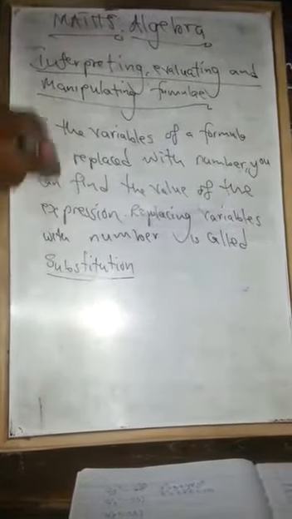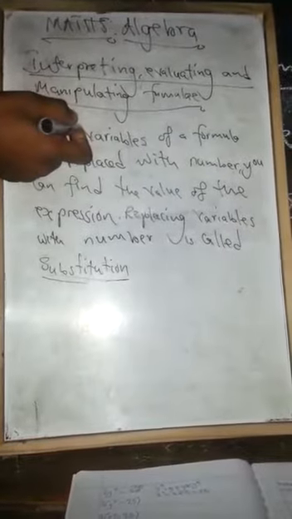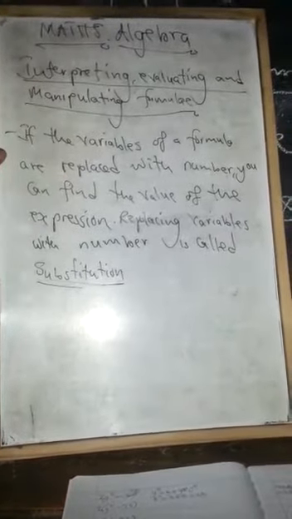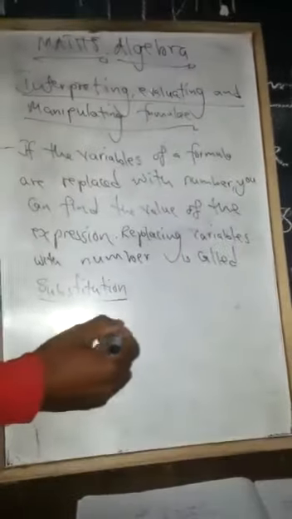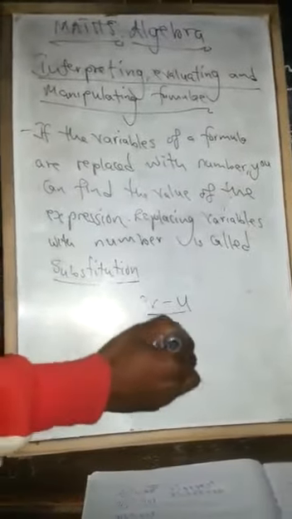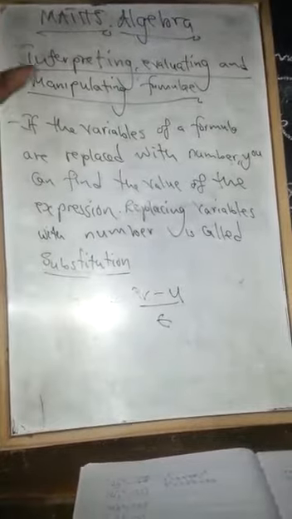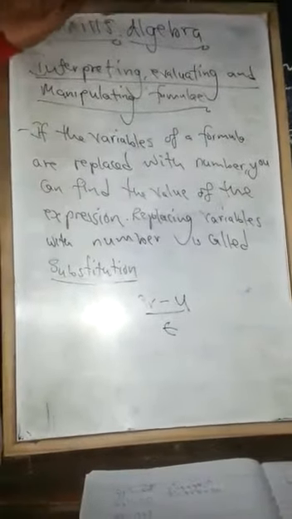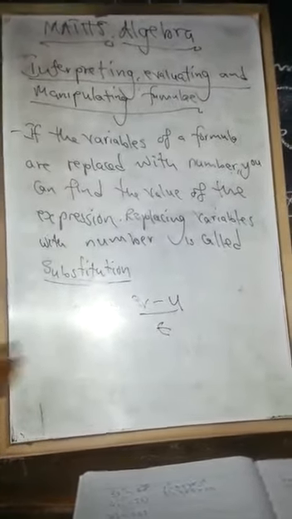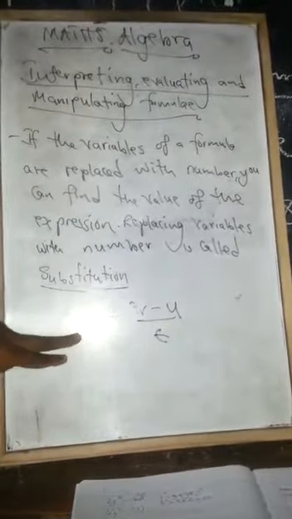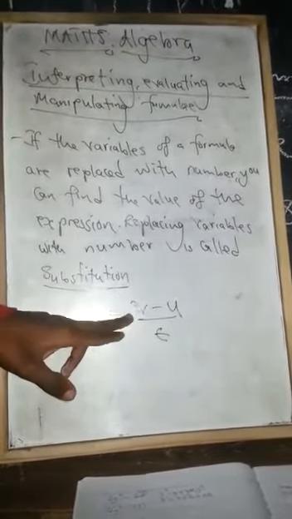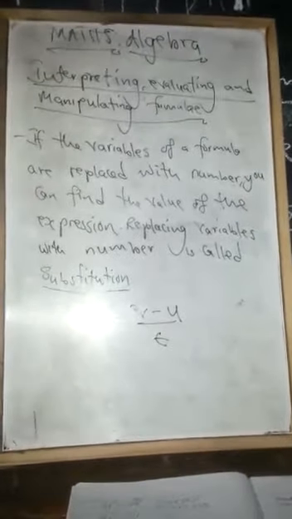What is manipulating? To come up with the formula is called manipulating. For instance, if you have A, which is equal to final velocity minus initial velocity over time taken, that is manipulating. We have come up with the formula. Now, when you use the word interpreting, it means you can interpret this formula to say acceleration is equal to final velocity minus initial velocity over time taken. But how do you evaluate? Let's look at these steps.